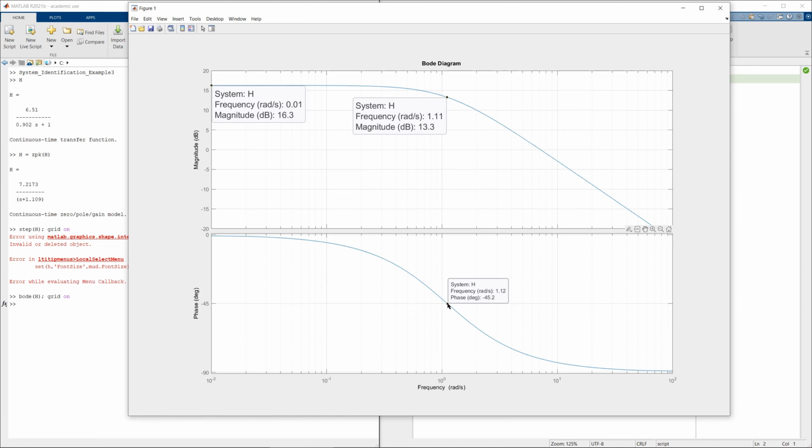So that is what we have discussed in the calculations and also using the real-time discussion here in MATLAB. So that was our example number 3 about a first order system.